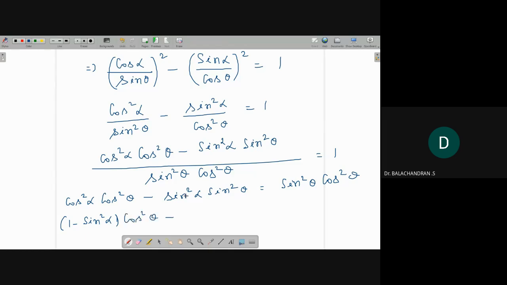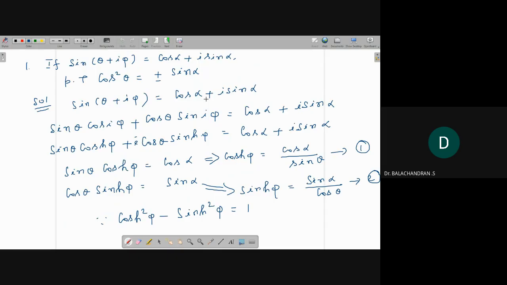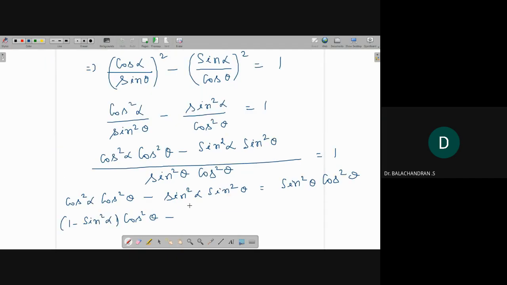Minus sin square alpha. But I have sin alpha, so keep it as sin square alpha. Similarly, sin square theta, I don't have in the final answer, but I have cos square theta. So sin square theta you can write as 1 minus cos square theta, into cos square theta.